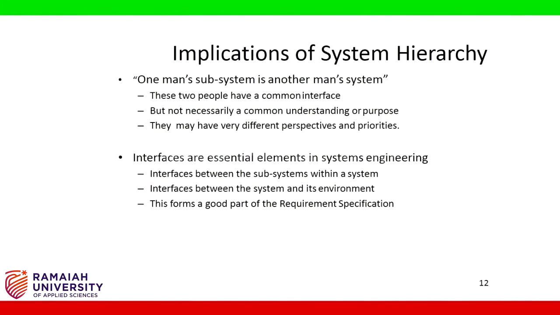Implications of the system hierarchy. One man's subsystem is another man's system. These two people have a common interface, but not necessarily a common understanding or purpose. They may have very different perspectives and priorities. Interfaces are essential elements in systems engineering: interfaces between the subsystems within a system, and interfaces between the system and its environment. This forms a good part of the requirement specification.